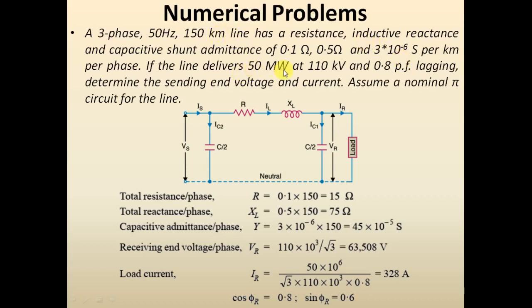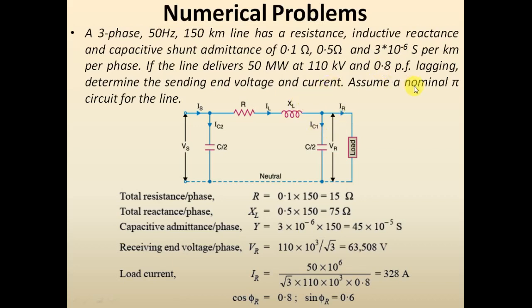It is delivering a load of 50 kilowatt at the receiving end, and the voltage available at the receiving end, that is the line to line voltage, is 110 kV, and the load is being supplied at 0.8 power factor lagging. That is, the angle between VR and IR can be easily found by taking the cosine inverse of this 0.8.